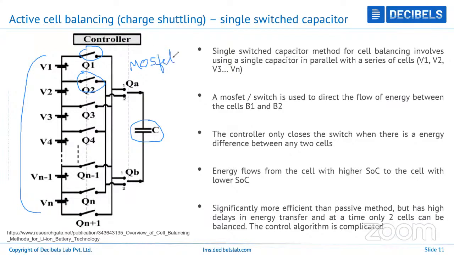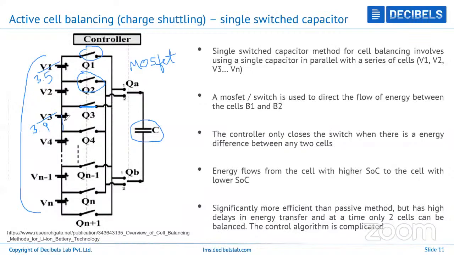Okay, so these switches will activate based on whichever cells have a difference in terms of voltage. Yeah. So for example, let's consider cell 1 and cell number 3. Let's say that cell 1 has something like 3.5 volts and cell V3 has 3.9 volts. Okay, so what will happen? Q3 will close. So this is open right now. Q3 will close. The controller will sense this difference.